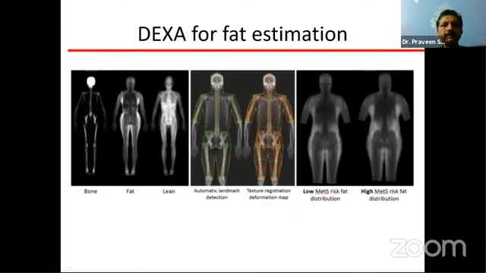So DEXA is slightly better. It is better than the previous two methods because it can tell us where exactly the fat is, in the upper body, the lower body, or the abdomen. It cannot normally calculate the visceral fat directly, but we can calculate the visceral fat indirectly by taking the total fat and the subcutaneous fat.